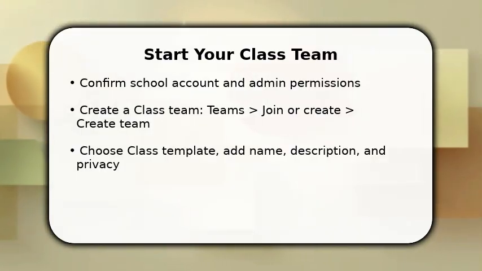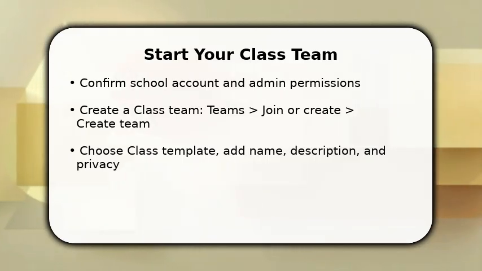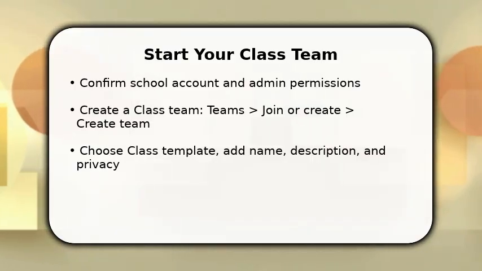This prevents surprises later. Open Teams, go to Teams, then Join or Create, and choose Create Team. Pick the class template because it gives assignments and grade tools ready. Name the class clearly, add a short description so students recognize it, and set privacy to private if you'll control enrollment. Once done, add co-teachers immediately so responsibilities are shared and notification routing is correct.